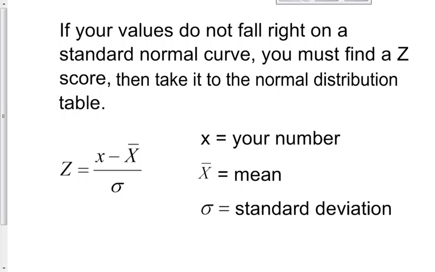The formula that you need to know is right here for a z-score. Z-score is x minus mean divided by sigma. Your number minus the average divided by standard deviation. You need to get this in your notes, and you need to put this on your cheat sheet for your final as well.